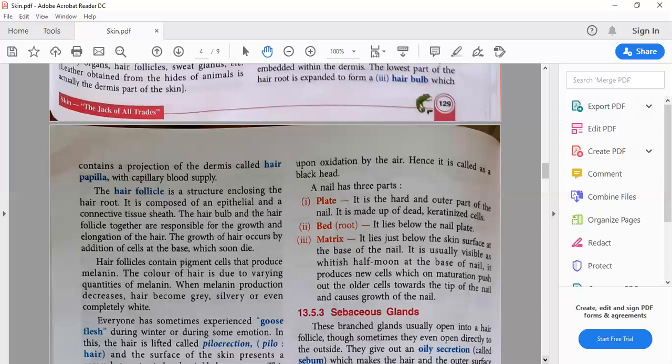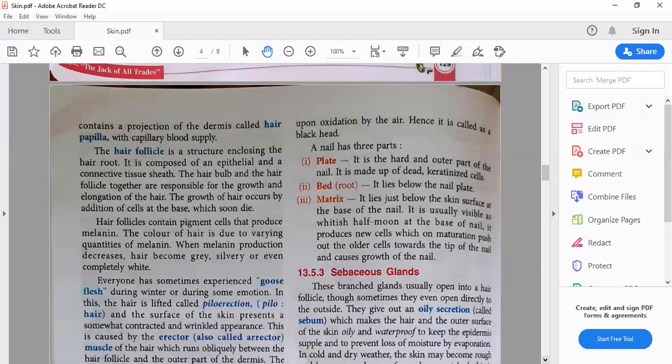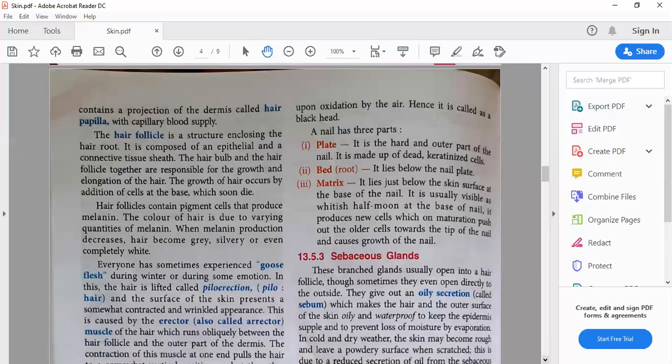Okay, now this is very important. This comes in the exam. Everyone has sometimes experienced goose flesh, also called goose bumps, remember? During winter or during some emotion. That process or that effect is called piloerection. The hair is lifted, standing completely straight. Now what happens? The surface of the skin presents a somewhat contracted and wrinkled appearance.